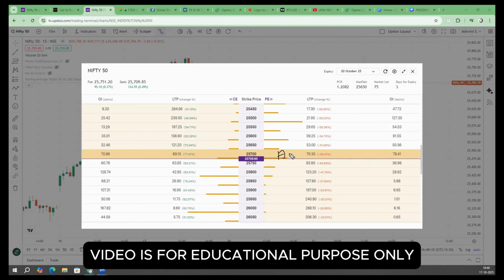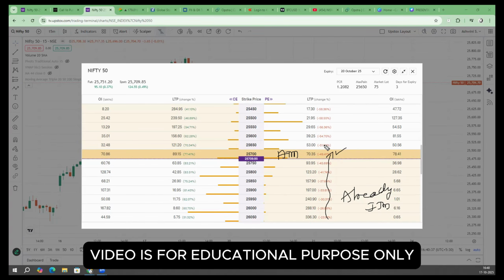This is at the money, common for both the call and put side. The market has fallen from the top. If I say from 26,000 to 25,700, the market has already fallen from 26,000 and right now this is the situation where the market is standing. So the already covered area is called in the money.